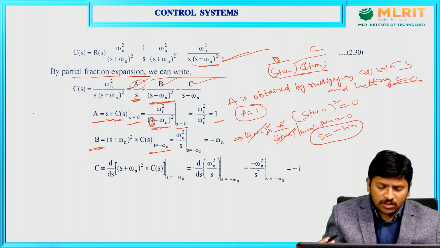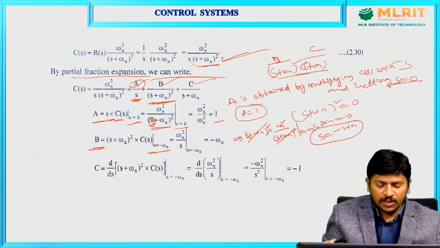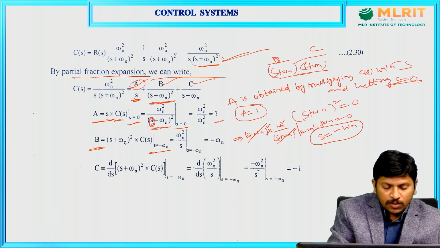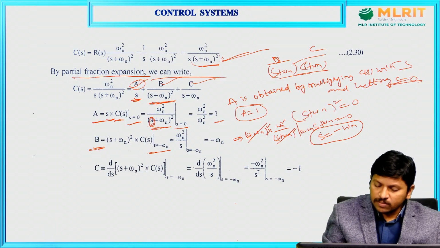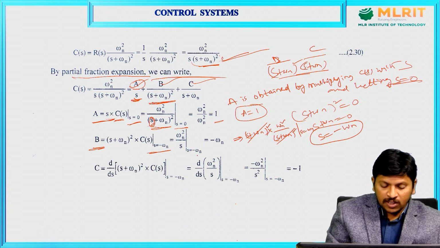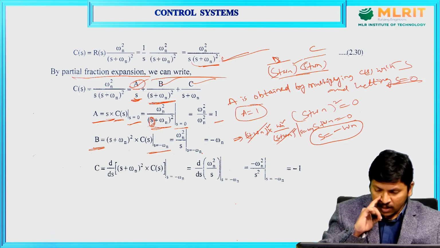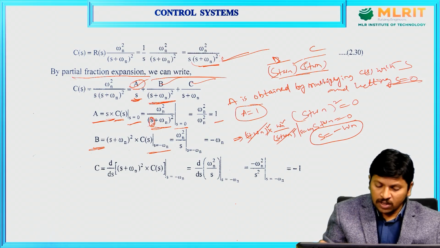No other terms are there. The s plus omega n whole square terms are both cancelled, so we have omega n square divided by some value, with s equals minus omega n.